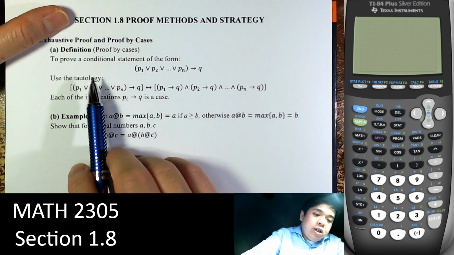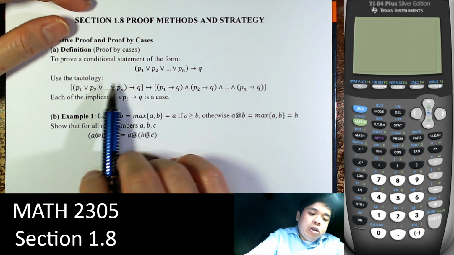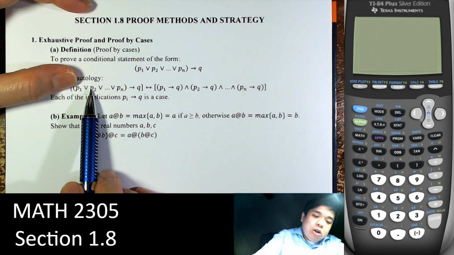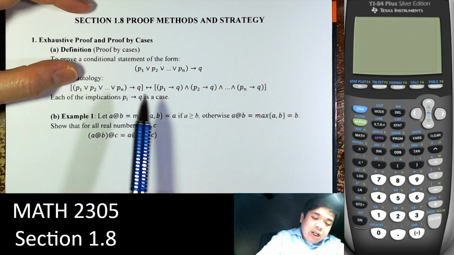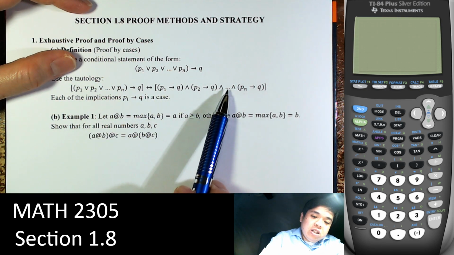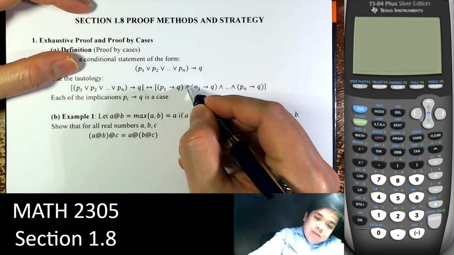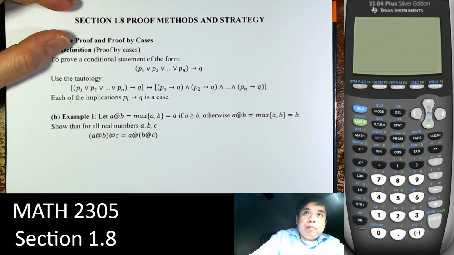To prove the conditional statement, if we rewrite this, we can say if we want to prove each one of those is true, then we just need to show one of these. I mean, this is a conjunction, so we have to show every one of those is true.